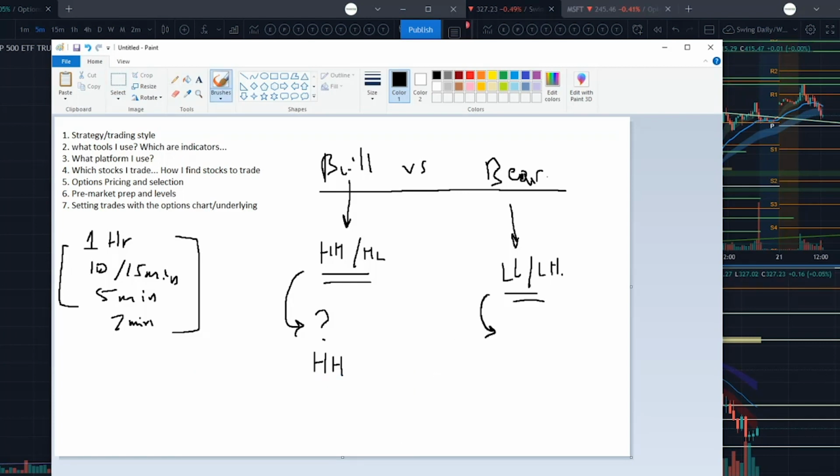How will the bear trend fail? The bear trend for me fails with a failure to make a lower low. So if we're just on our way like this and we're creating lower lows, lower highs, lower lows, lower highs, but all of a sudden we pull up to an area of interest, right, for the next push down, and we fail to make a lower low, I could anticipate the potential turnaround.